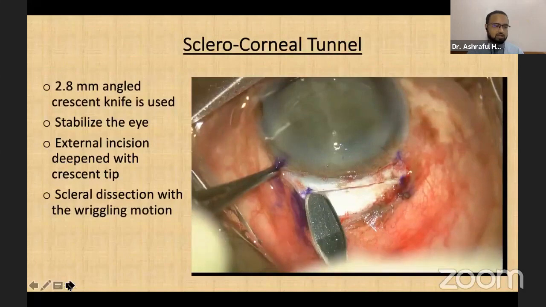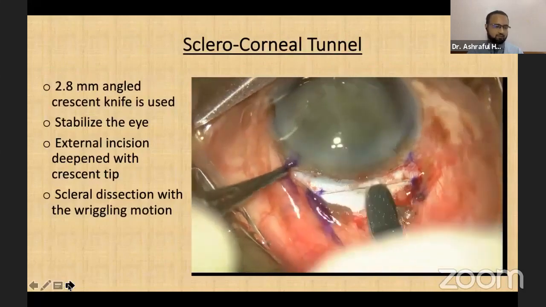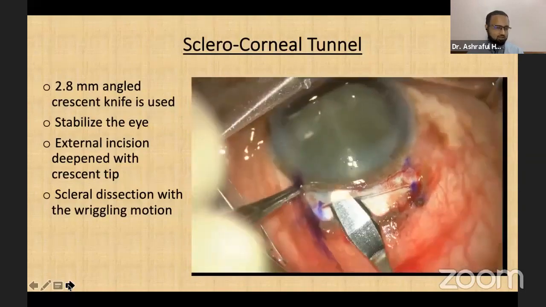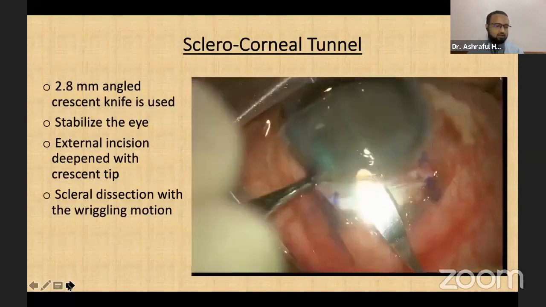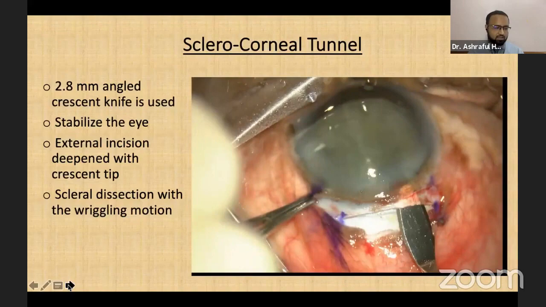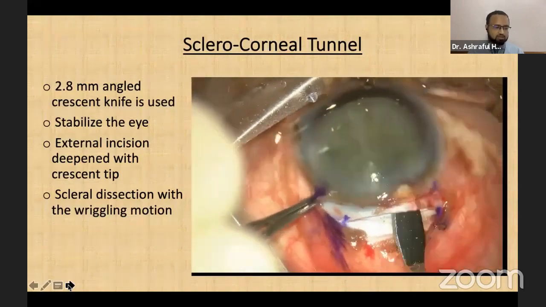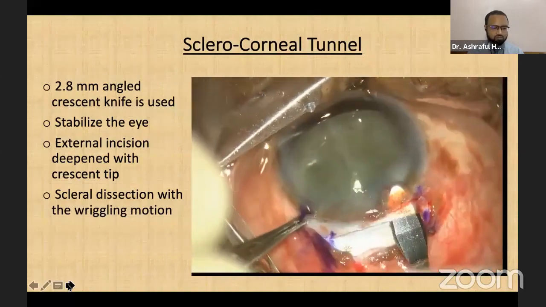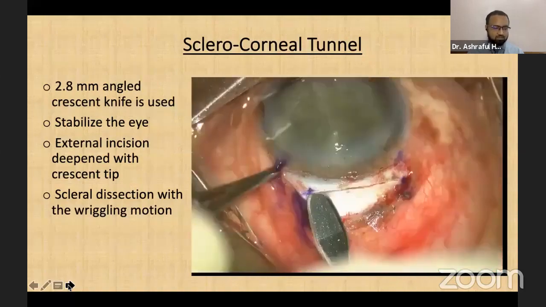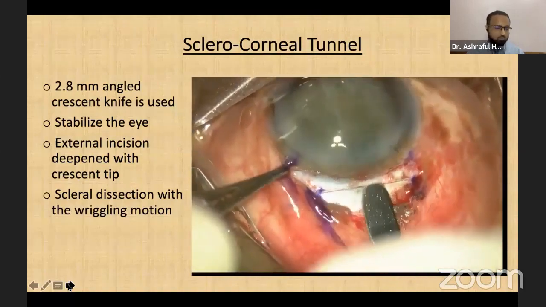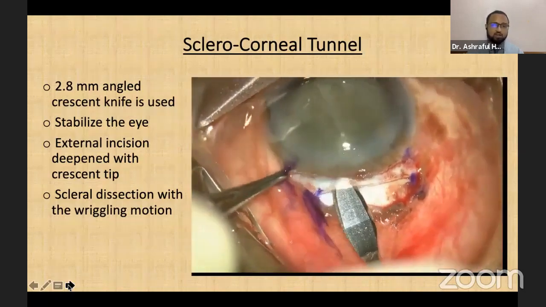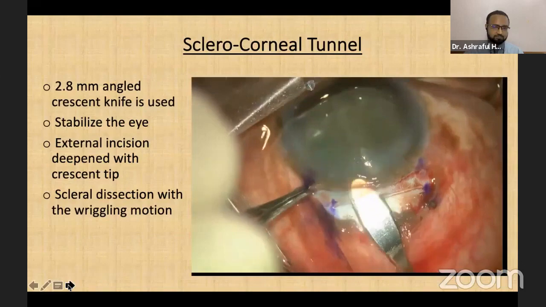The sclerocorneal tunnel is made with a crescent knife. We need to stabilize the eye by forceps or by Hodgkin, otherwise it will be difficult for knife movement. After deepening the external incision with the crescent tip, scleral dissection is done by a wriggling motion of the crescent. Hand stabilization is important here. Movement of the crescent makes the cut; we need to understand that, not the pressure or the force of the crescent.